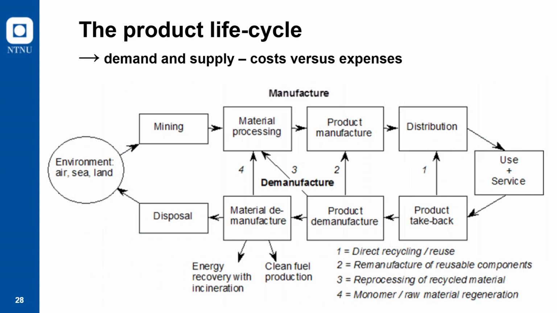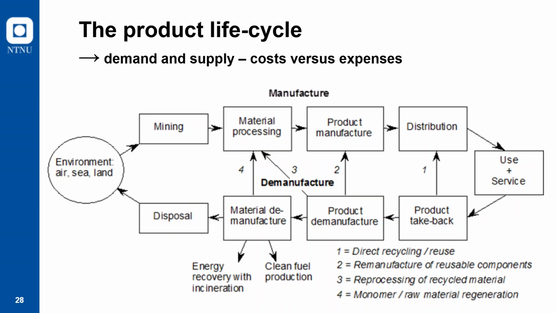Then we have the product life cycle. This is where this whole discussion of cost and expenses becomes very important, because as you can see, all the manufacturing and all the demanufacturing are processes. There is a lot of equipment, which means there are capacity issues, supply and demand issues, etc. And this figure I actually made, I think, for my master's thesis in '93. And it's still true. That's why I use it. So basically, you have mining, processing, manufacturing, distribution, and then we sell it. And this has been the classical approach to manufacturing.